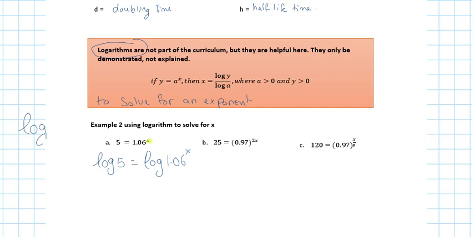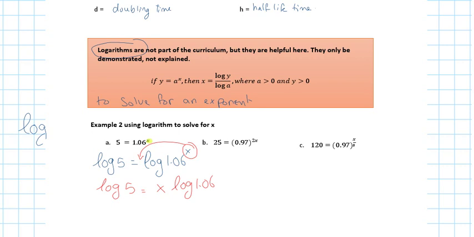Because I'm looking for the exponent, I'm going to have to do the log of both sides. Once I do the log of both sides, that forces the exponent to come down as a multiplication, so I don't have an exponent anymore. So that makes it log 5 equals x log of 1.06.